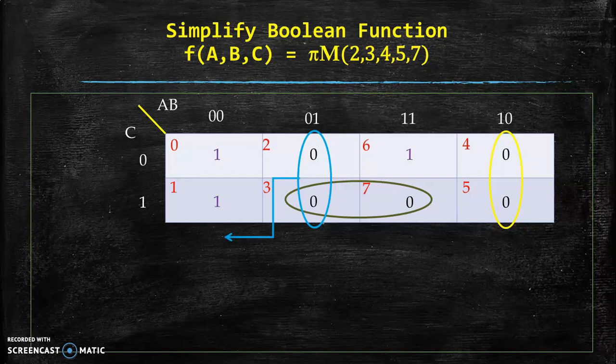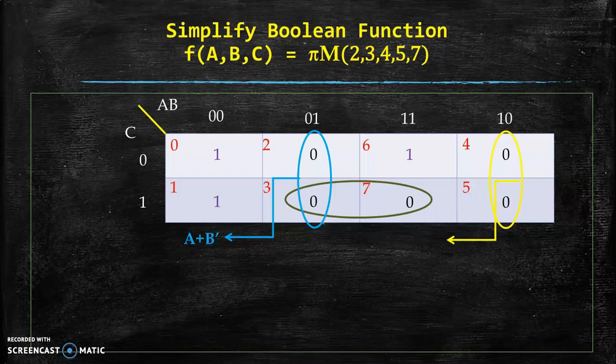So suppose we write a sum term for the first vertical pair. Now this pair covers the entire column, so the C variable is eliminated. For AB we can see it is 0, 1. So 0 is uncomplemented and 1 is complemented. So we can write A plus B bar because it is 0, 1. A is uncomplemented, B is complemented, and we can write the sum term as A plus B bar.